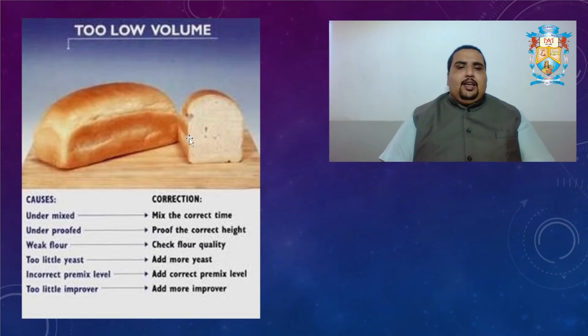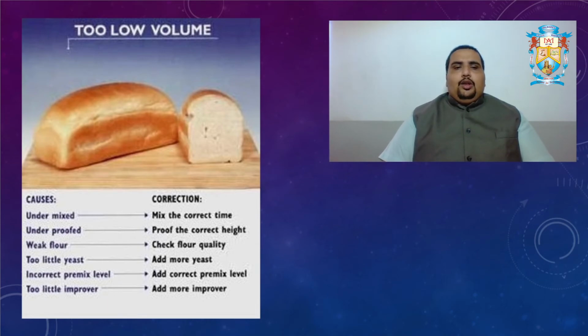Next is incorrect premix level, as that is a common topic. If you don't add the products, that is sugar, salt and yeast, correctly, this can cause it. Then too little improver. Now again, why is improver used? Improvers are used to give the dough a nice rise. If too little improver is used, or the required quantity is not used, it doesn't give the proper rise.